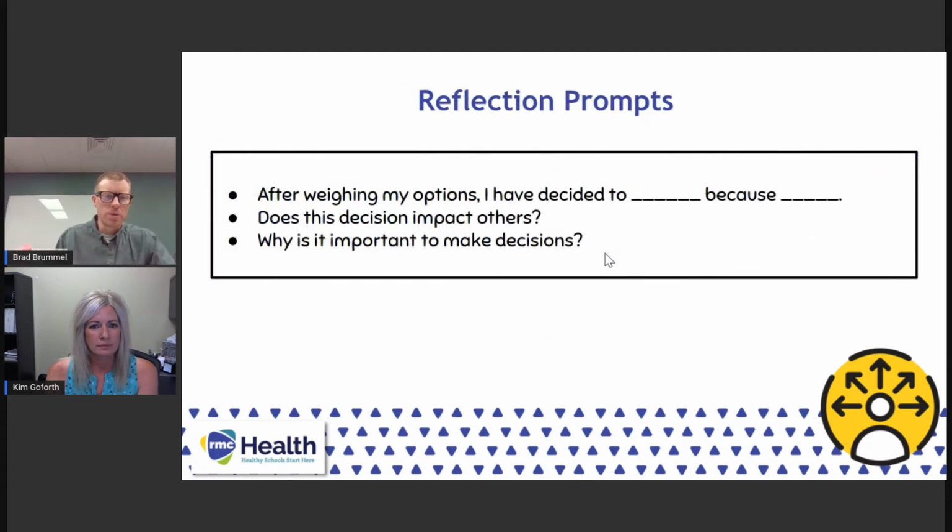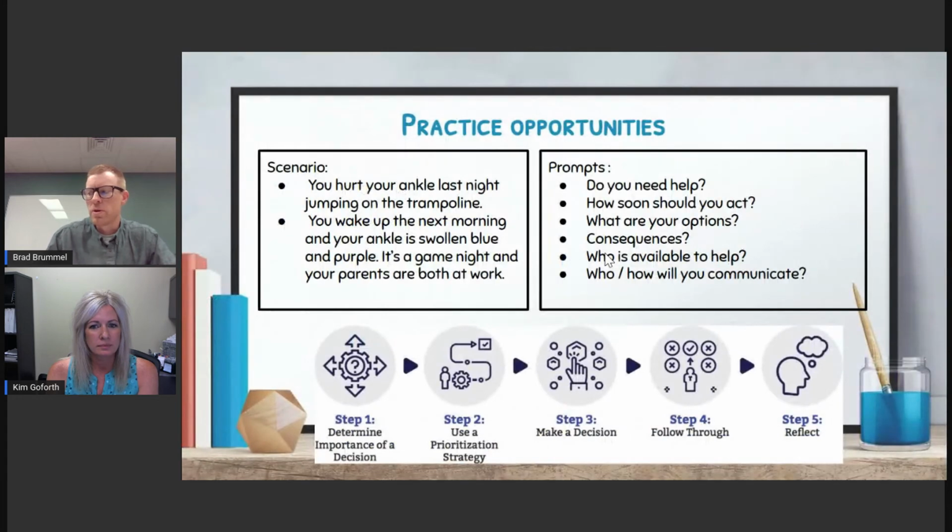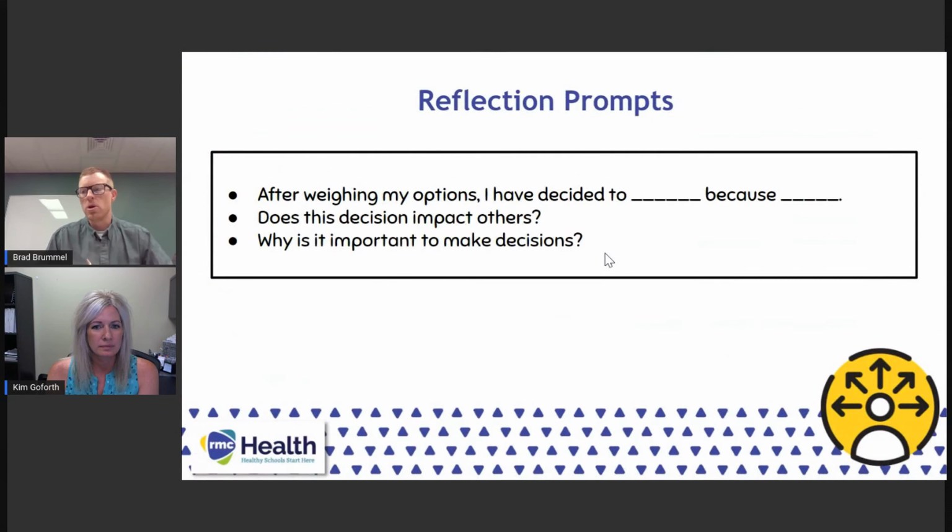And then we would finish with a reflection opportunity. We want to make sure we do this because we notice that step 5 is reflect on our 5 steps of decision making. Not only is reflection always important, but we know that it's part of our 5 steps. And so you can see that we have some reflection prompts here. After weighing my options, I have decided to blank because blank. So not only are we giving students the opportunity to reflect, but we're also giving them the language.